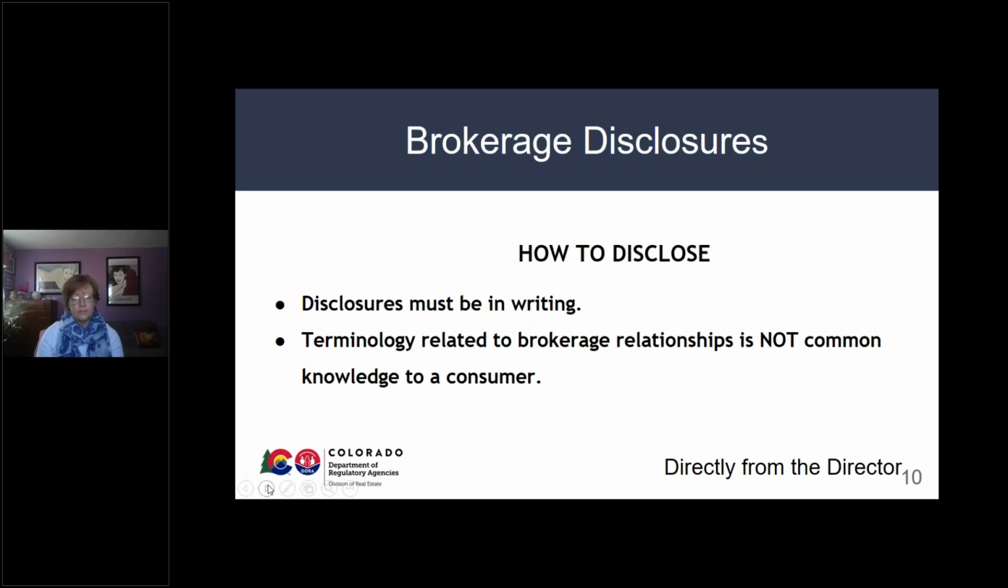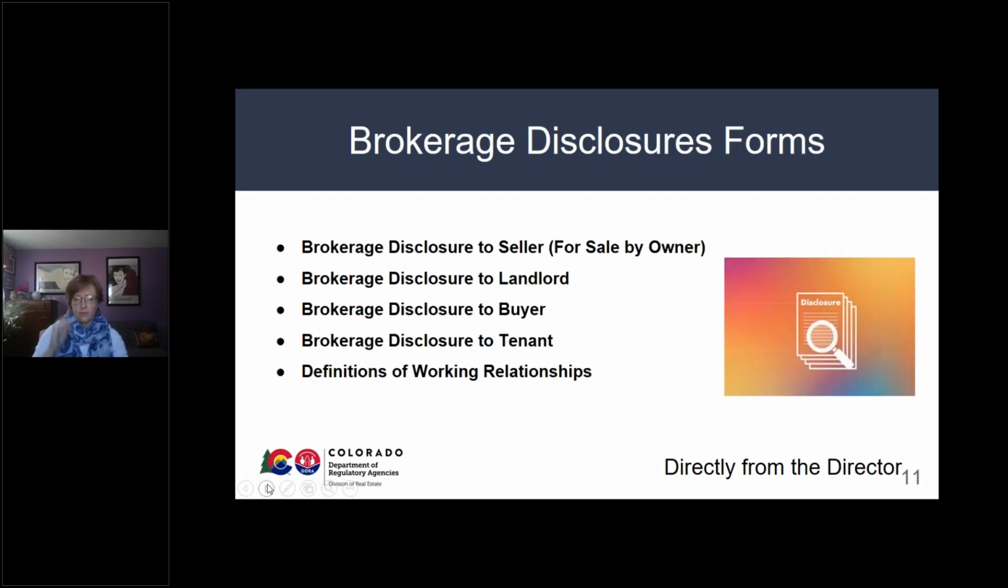Then you've got the brokerage disclosures, and those are used anytime you start having discussions with a consumer and it goes down the path of collecting confidential information. So you're going to need to make that brokerage disclosure before they can reveal any confidential information to you. And so we've got the brokerage disclosure to seller. You're going to use that in a for sale by owner transaction where you're representing the buyer. You've got the brokerage disclosure to landlord, the brokerage disclosure to buyer, and the brokerage disclosure to tenant.